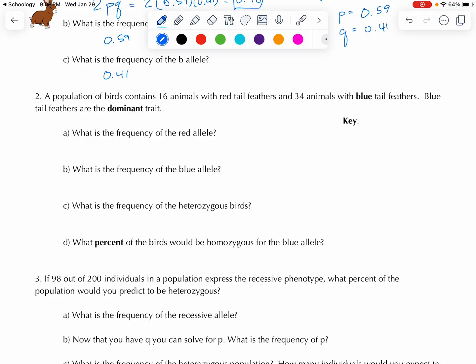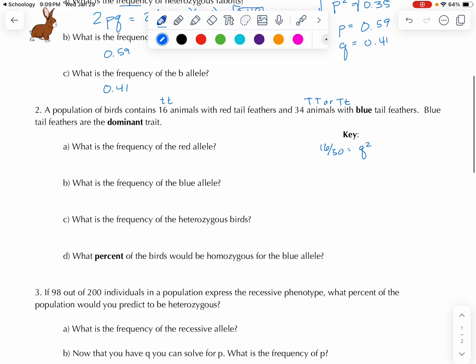That's because if we use T for tail, the blue tail feathers are dominant, so the 34 of them could be capital T, capital T, or capital T, lowercase t. I can't tell which one's which. But the 16 animals that have red tail feathers, the only way to have red tail feathers would be lowercase t, lowercase t, homozygous recessive. So we know that 16 out of 50 birds are homozygous recessive, and that is q squared in Hardy-Weinberg.